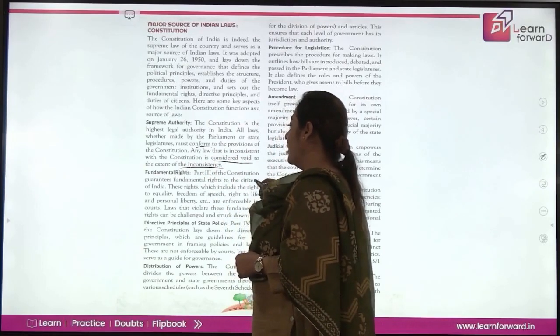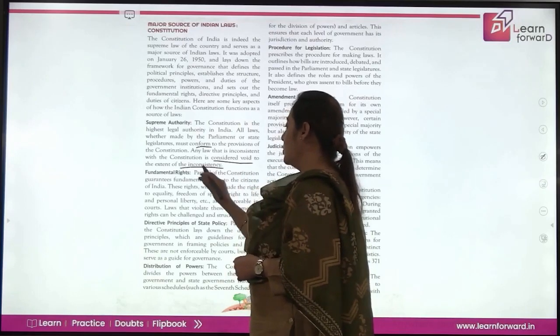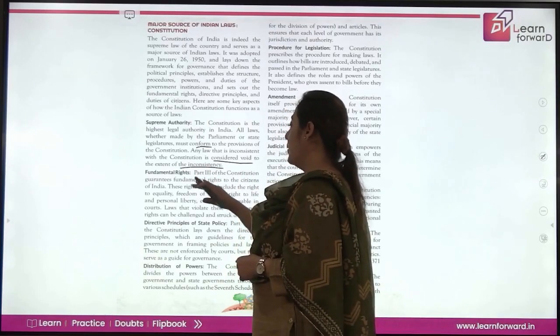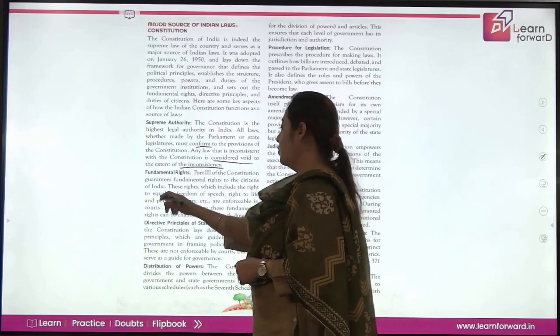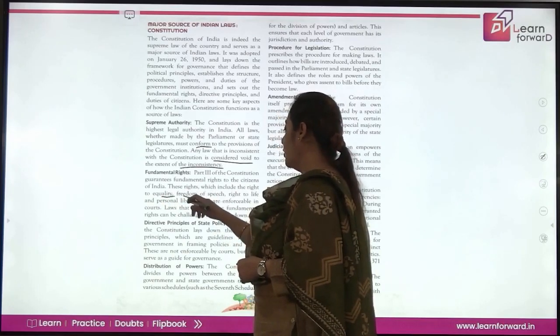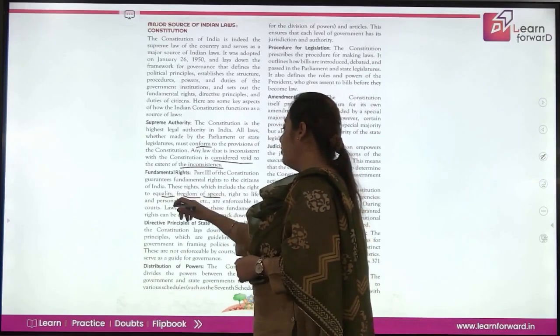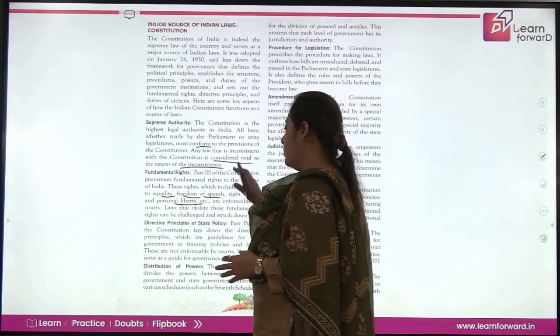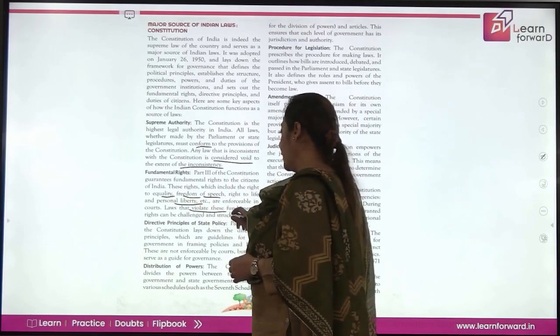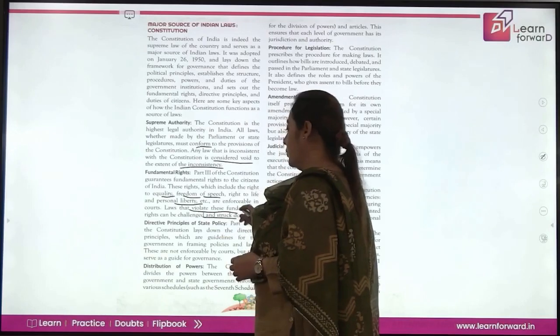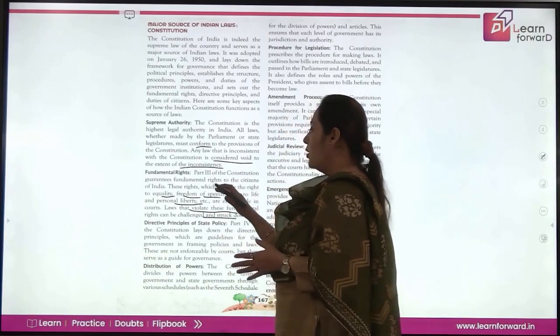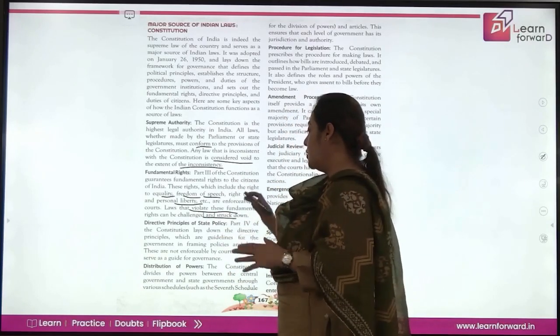Then there is Fundamental Rights, Part 3 जो है ना कॉन्स्टिट्यूशन में, उसमें फंडामेंटल राइट्स को abide करने के लिए बोला गया है, चाहे वो राइट टू इक्वालिटी हो, फ्रीडम हो, फ्रीडम ऑफ स्पीच हो, राइट टू लाइफ हो, पर्सनल लिबर्टी हो, ये सब इसमें मेंशन है. जो भी इसको वायलेट करेगा, उसको आप वायलेट नहीं कर सकते. All these rights are given to every individual in the constitution.